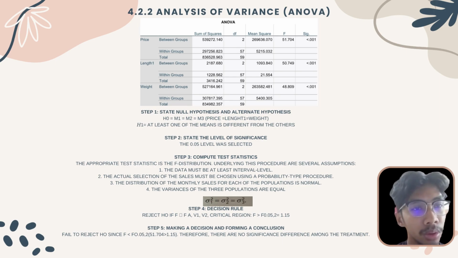Step 4, decision rule. Reject H-null if the F is more than the critical F, F 0.05 with degrees of freedom 2 equal to 1.15. Step 5, making the decision and forming a conclusion. Fail to reject H-null since the F is lower than F 0.05 and 2 equal to 51.704, more than 1 and 15. Therefore, there is no significant difference among the treatments.